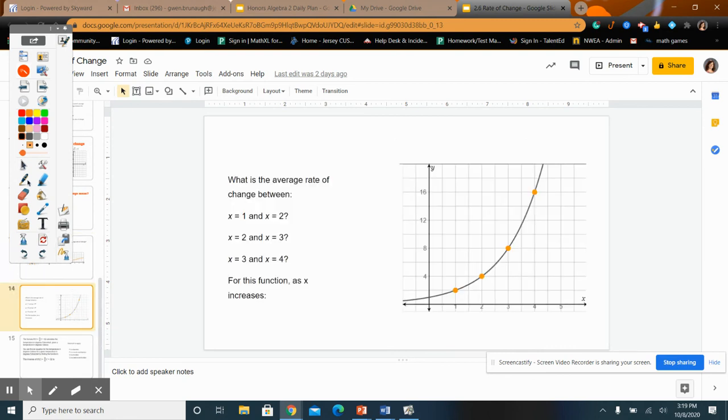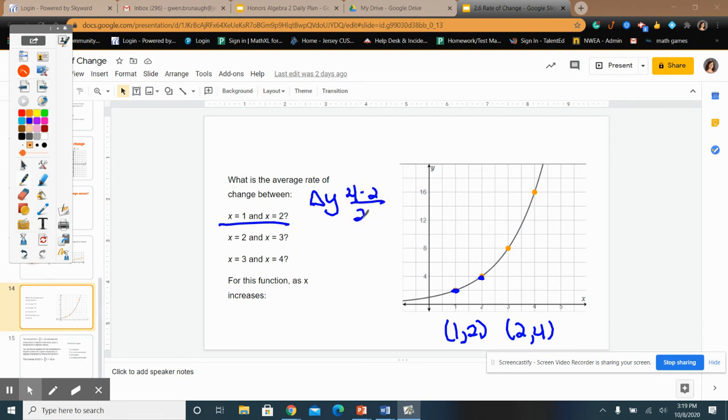Okay, let's look at this guy. What is the average rate of change between 1 and 2? So here's 1 and here's 2. Let's figure out what that slope would be between those 2 points, or the rate of change formula. So what would I be doing? I'm counting by 2s here. So this point is (1, 2), and this point is (2, 4). So my change in y would be 4 minus 2 over 2 minus 1. So the rate of change here would be 2.